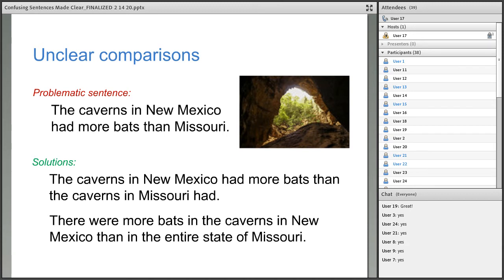Alternatively, perhaps the author meant to compare the number of bats in the New Mexico caverns to the number of bats in Missouri. If so, the text could be changed to, "There were more bats in the caverns in New Mexico than in the entire state of Missouri."